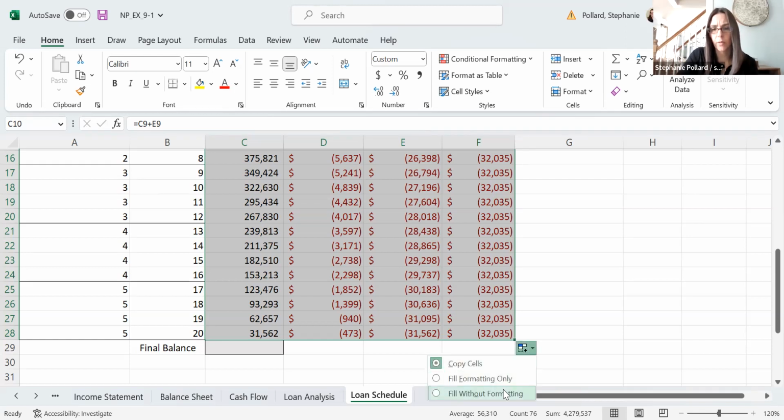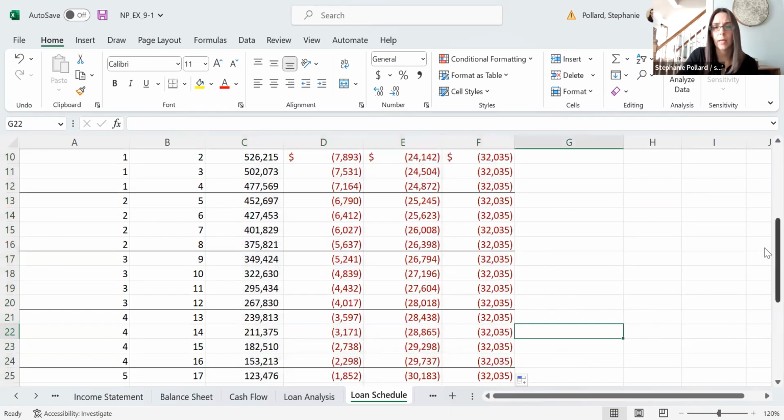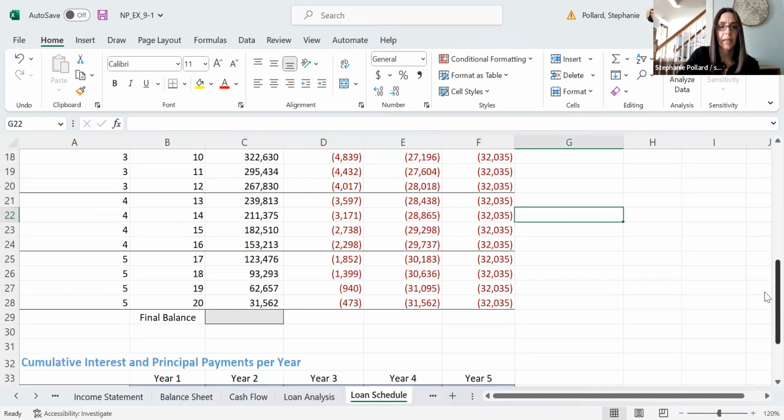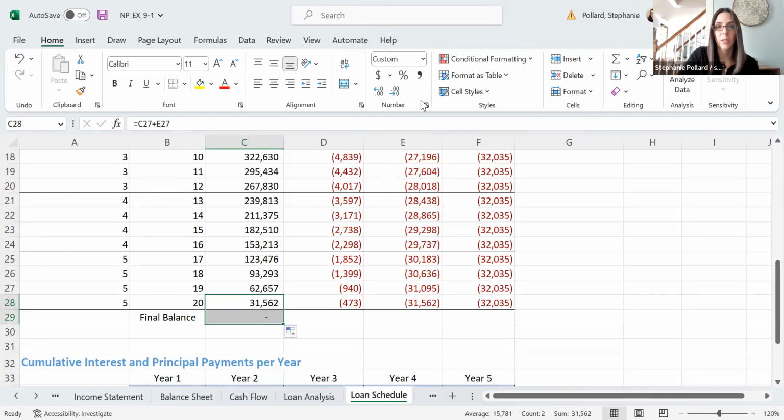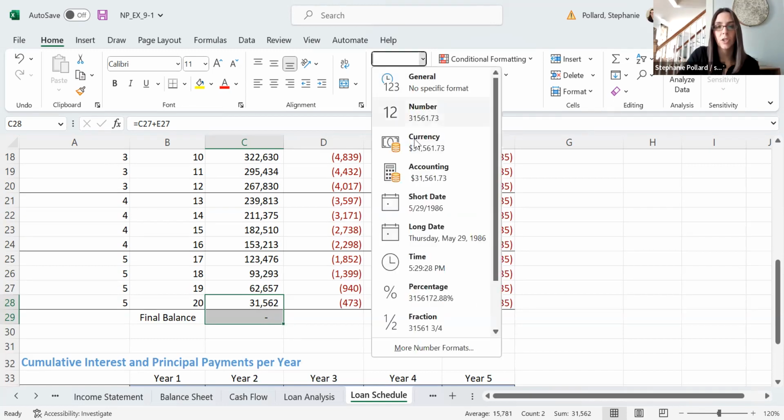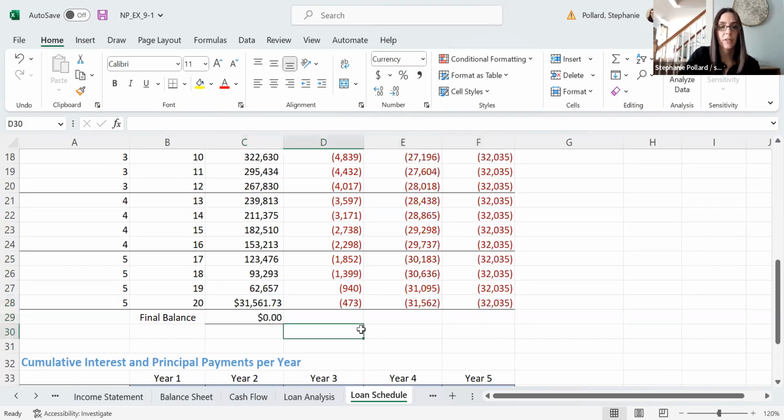And you can also do fill without formatting so that we don't change any formats that we had at the beginning. Now the final balance, you can just continue this one column down one more slot, and you should see a final balance of 0 there, which we do. I don't like that dash. You can change it over. I just highlighted the cell and made it currency instead. And you can see your final balance is 0, which is what we want, right? We want to pay off that entire loan in the 20 payment periods there.